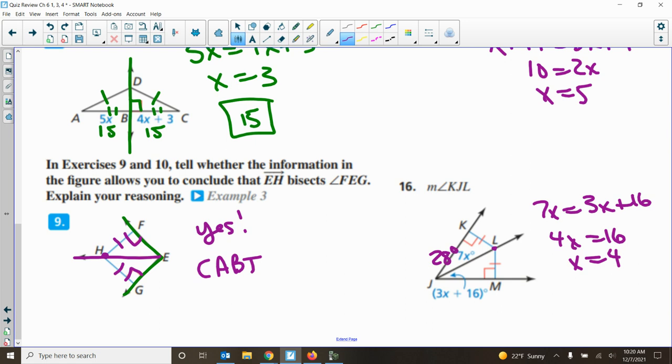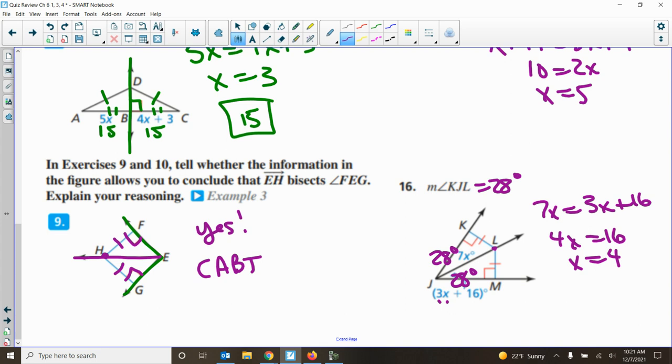Let's do a quick check here. 3 times 4 is 12, plus 16 is also 28 degrees. So this is going to be 28 degrees here, since we only wanted the small part, not the entire thing. If we had asked for KJM, that would be 56 degrees. Okay. So there you go.